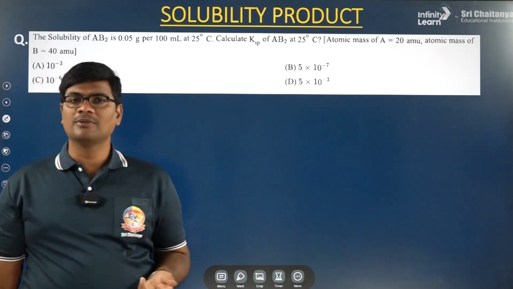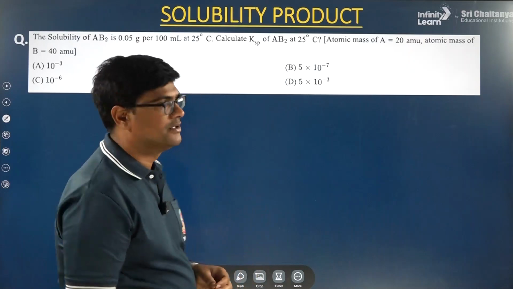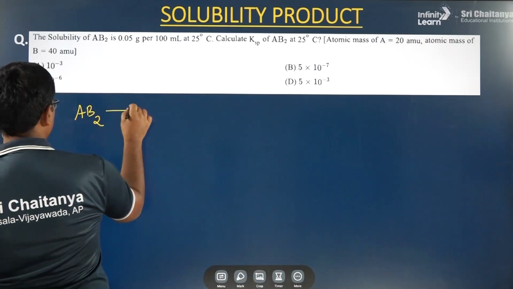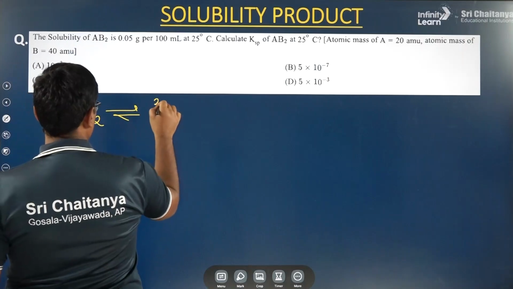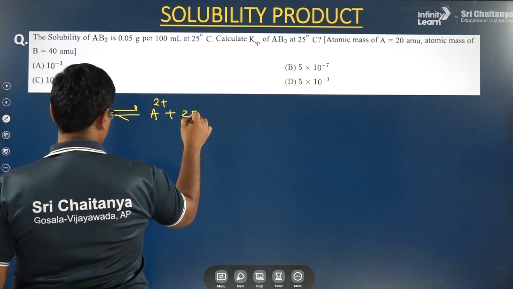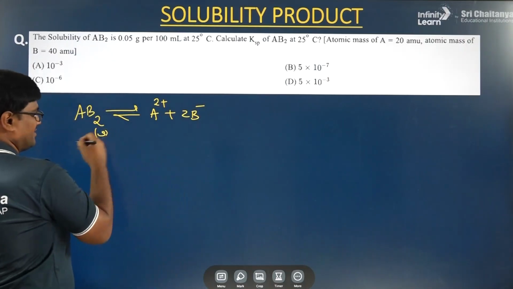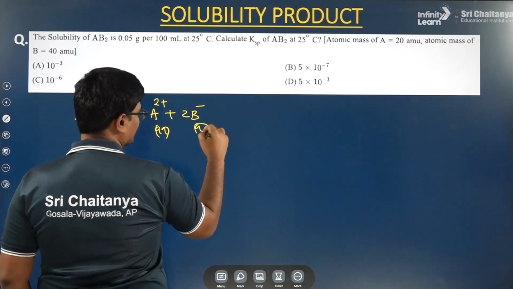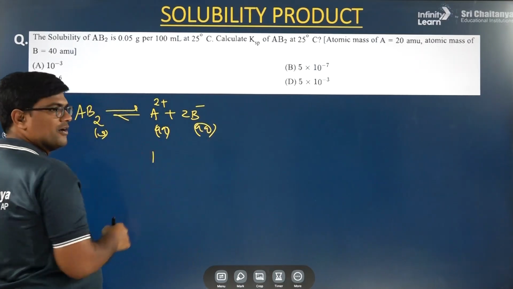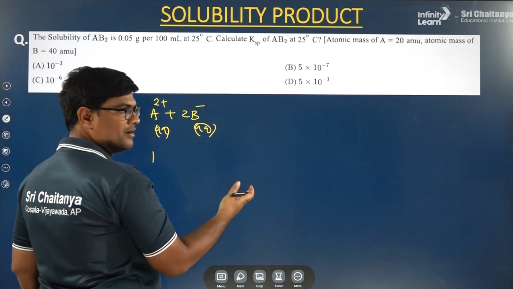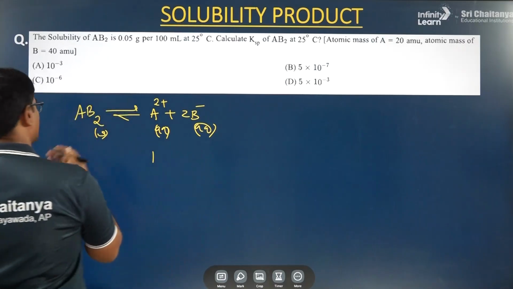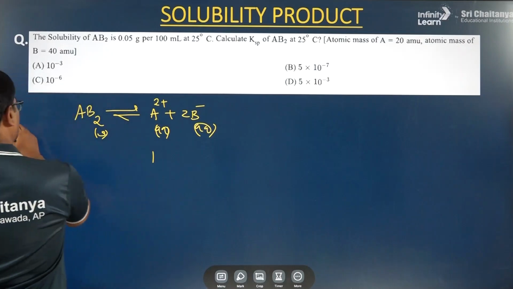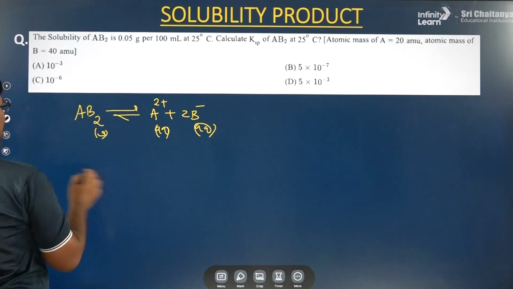This is a lengthy problem, but we know how to calculate solubility product. Here AB2 is in equilibrium with A2+ and 2B-. Let us take this as the electrolyte, a 1:2 electrolyte. One mole of this gives 1 mole of cation and 2 moles of anion. So it is a 1:2 type of electrolyte. First let me give the expression for solubility product.